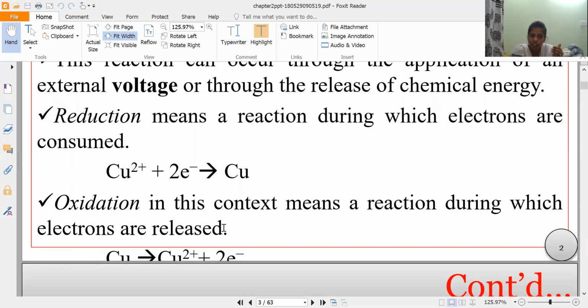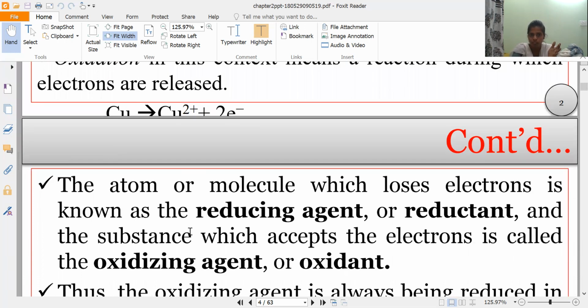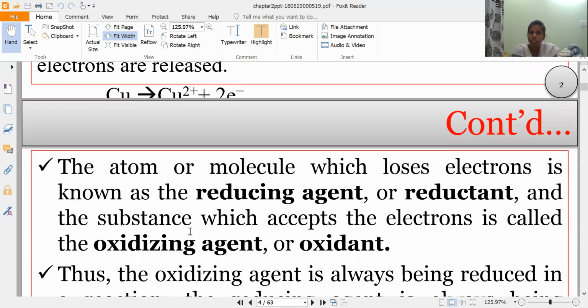But what is oxidation? Oxidation is nothing but electrons being released or lost. See here, the reverse reaction. Here copper gives rise to copper plus 2 electrons. What is happening in this reaction? Copper is losing 2 electrons to produce copper plus 2. So this is the oxidation and the reduction process. Oxidation means loss of electrons. Reduction means gaining of electrons.